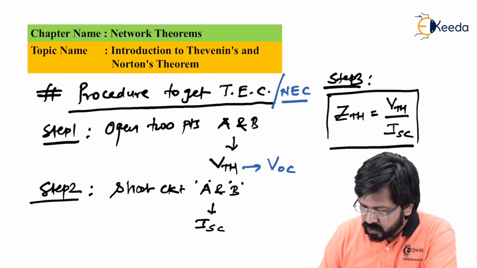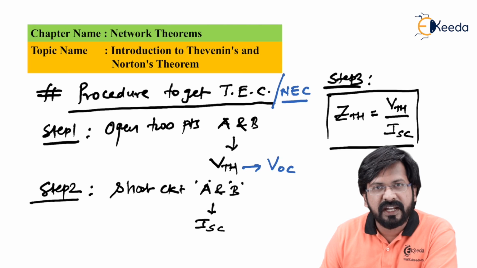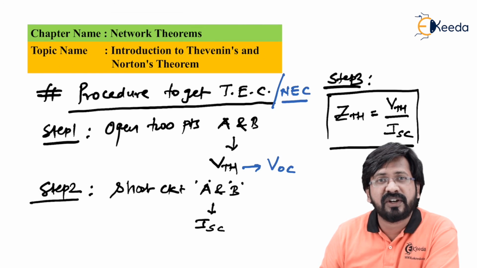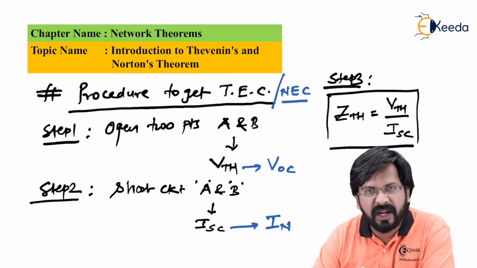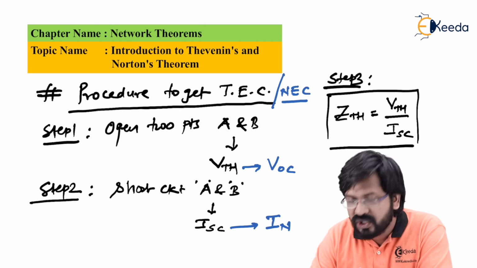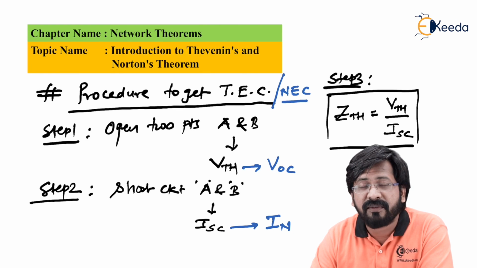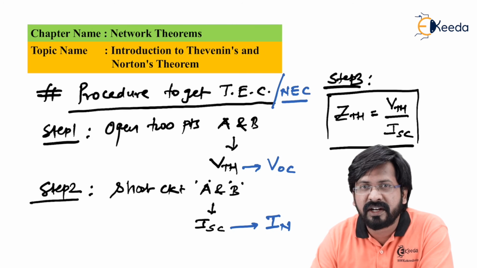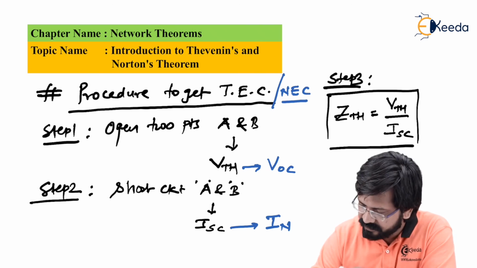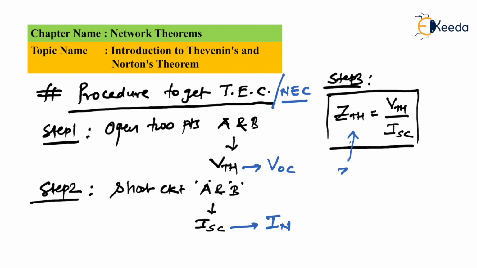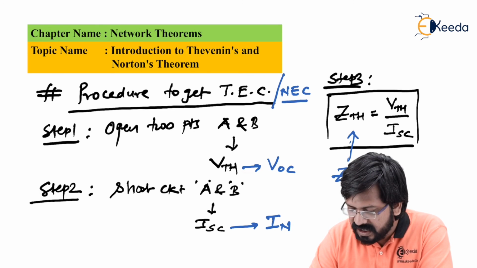Step number 2, you short circuit 2 points A and B and find out the current flowing from terminal A to terminal B, called the short circuit current. Let me tell you, the same short circuit current is called Norton's current, IN. So this is IN itself. Whereas you get ZTH by the ratio of VTH upon ISC, but we have already seen Thevenin's equivalent circuit and Norton's equivalent circuit. When we were relating, I made you understand that Zn and ZTH are always the same. So whatever you get as ZTH here, the same value will belong to Zn. So this is how we can get TEC and NEC.